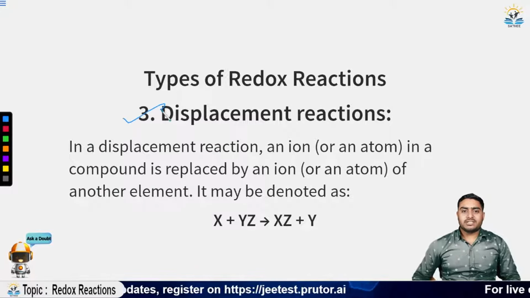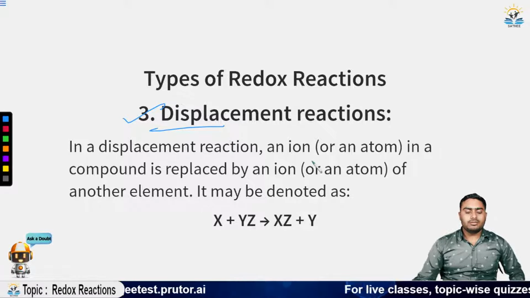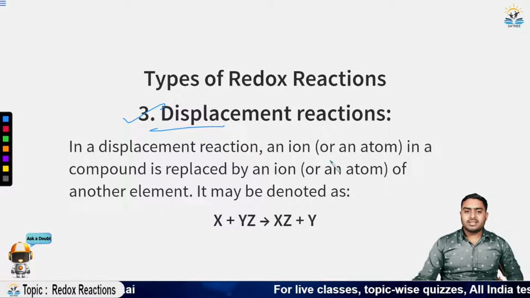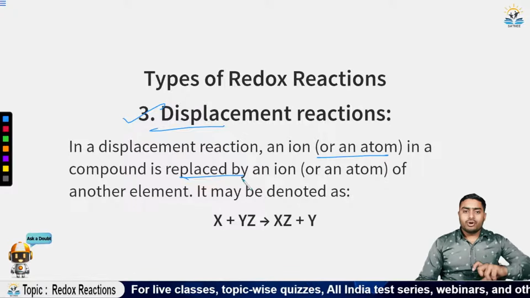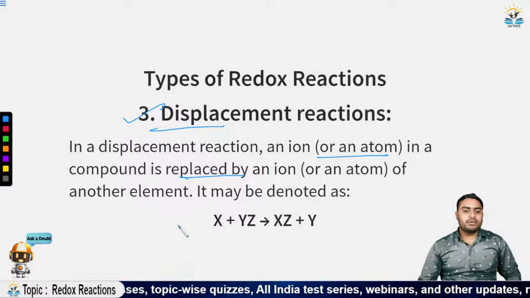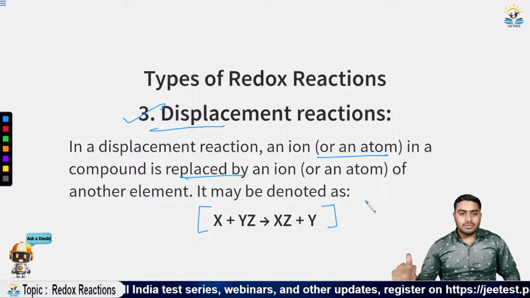Next is displacement reaction. Displacement reaction is very simple. The word is saying displacement. That means in this reaction, an ion or an atom in a compound is replaced by an ion or an atom of another element. It may be denoted as X plus YZ gives XZ plus Y. This is a single displacement reaction.